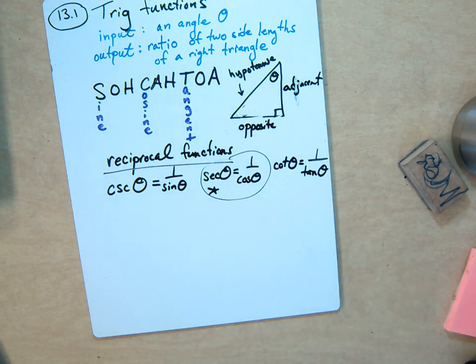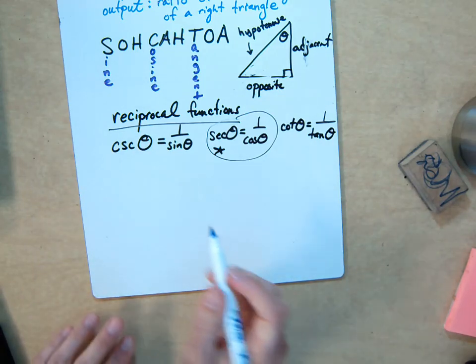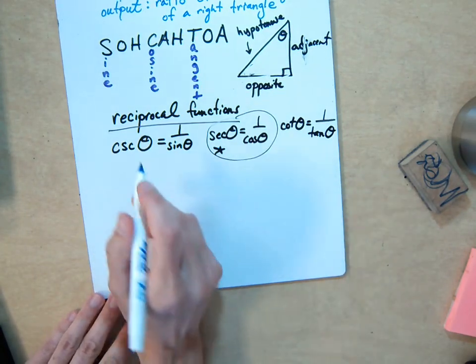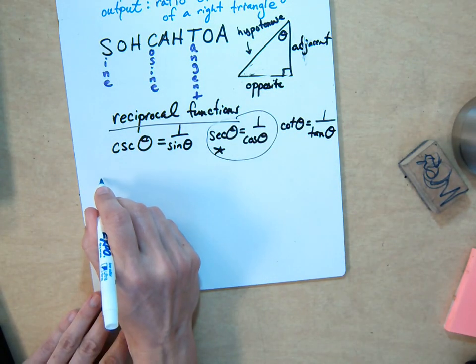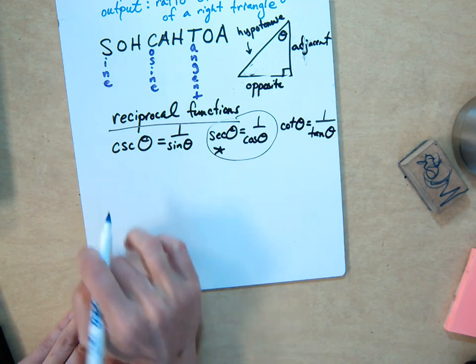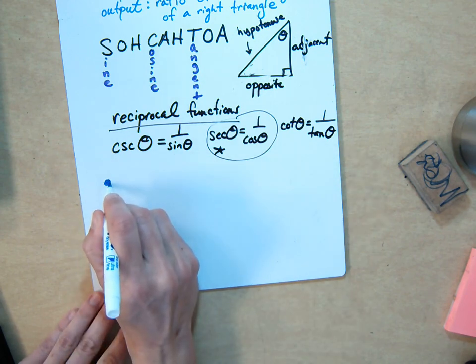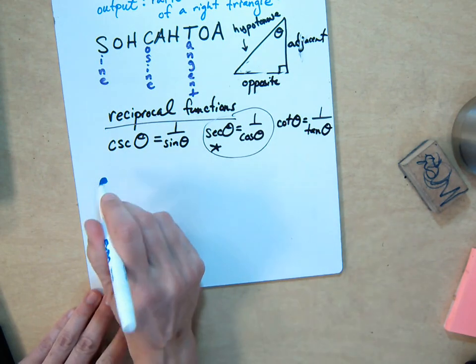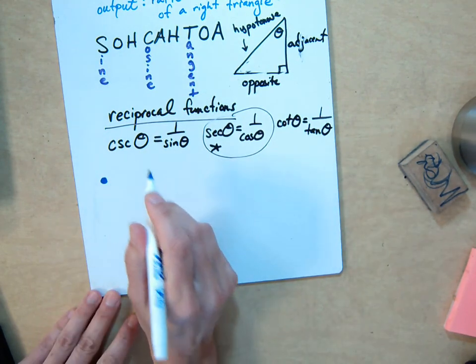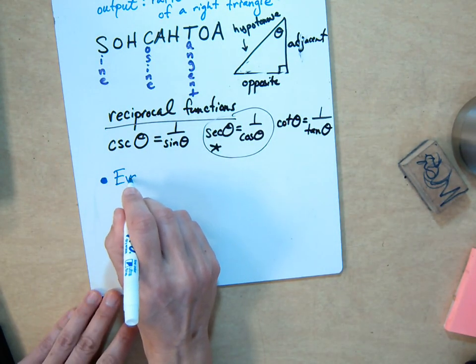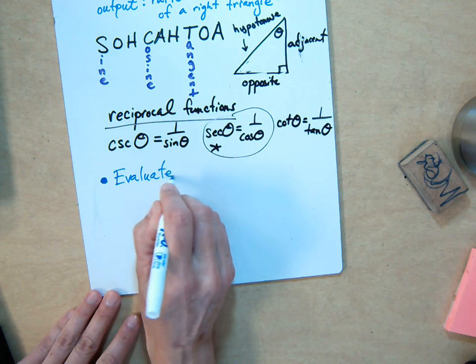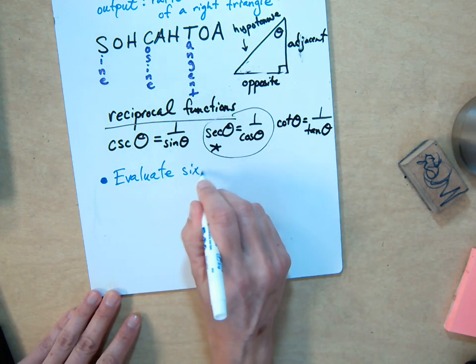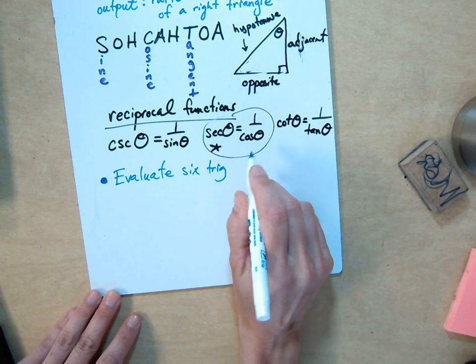Okay, so now let's get into the objective for what you need to do to show that you understand these functions. I'm going to try to remember to put a bullet by a test objective when I can, or what's written on the board. So here on the board is our objective for the day: evaluate the 6 trig functions.